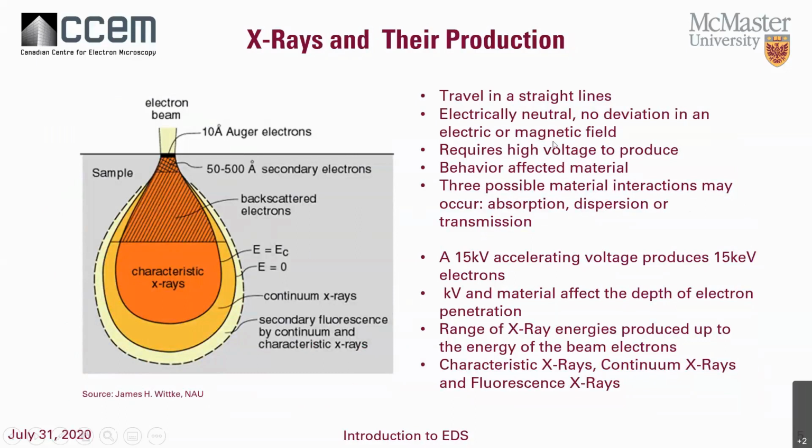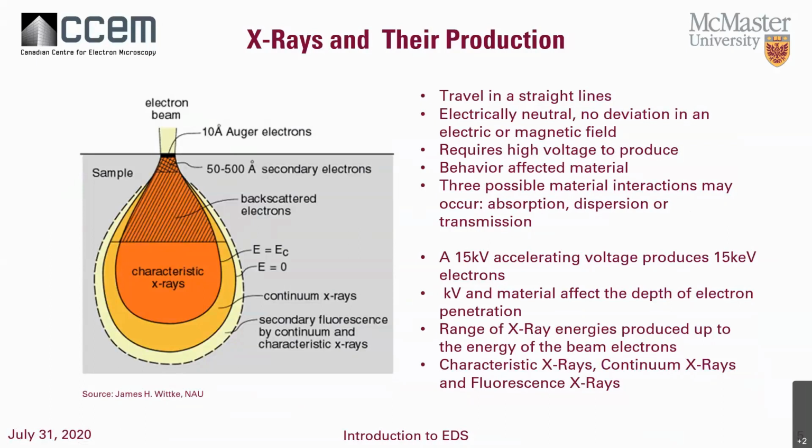So the nature of X-rays is that once they go in here and get produced within the material, they travel in straight lines. They're electrically neutral, so electric and magnetic fields don't have any influence on them. They're produced at high voltages, so you need to be in the kV range to produce X-rays of significant energy.